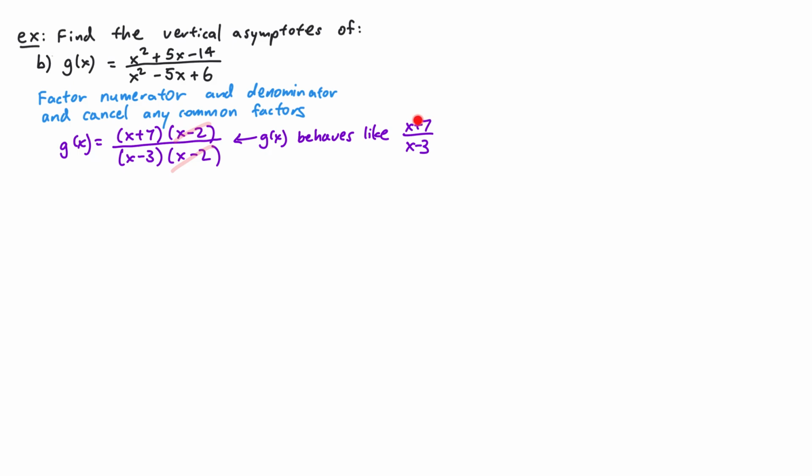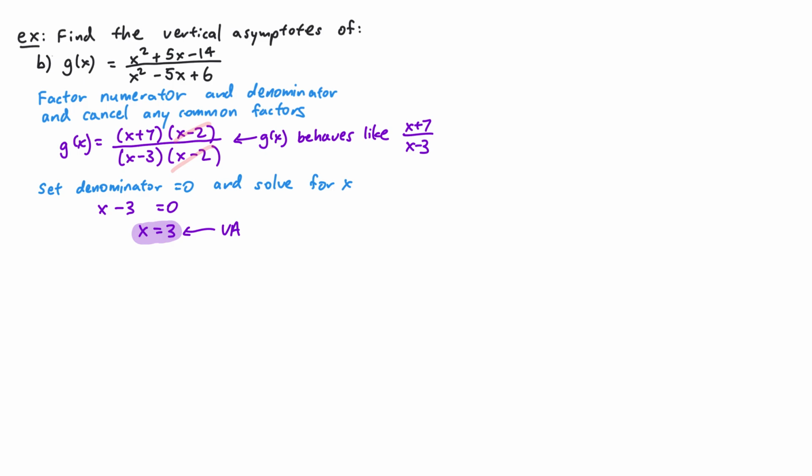Now, if we want to know what makes this fraction go to positive infinity or negative infinity, we need to find the x values that make the denominator go to 0, but the numerator not go to 0. Because we've already canceled out any common factors, anything that makes the denominator go to 0 will not make the numerator go to 0. So our next step here is just to set the denominator equal to 0 and solve for x. So setting the denominator equal to 0, we have x minus 3 equals 0. All we have to do is add 3 to both sides. We get x is equal to 3. So this here is our vertical asymptote.